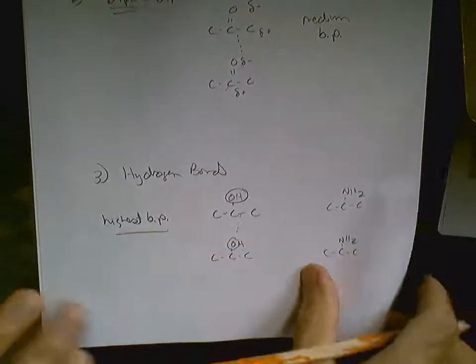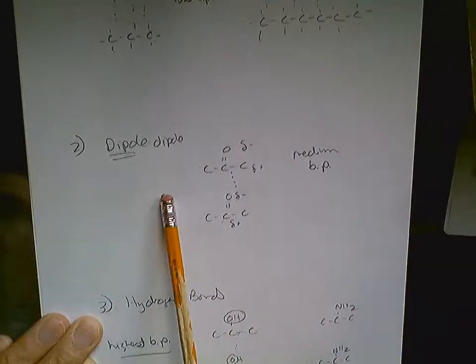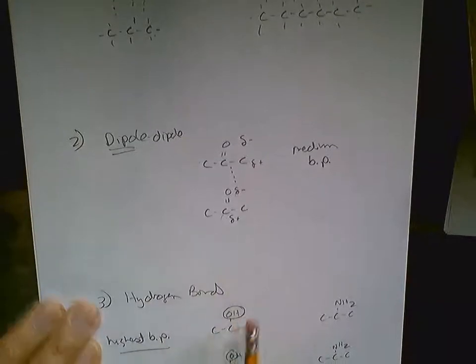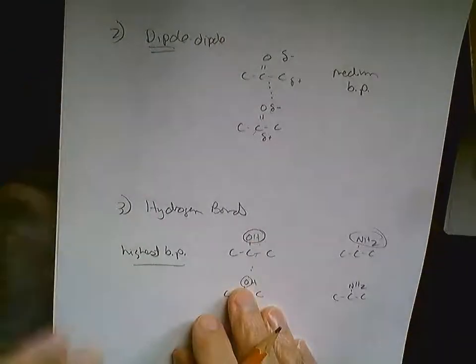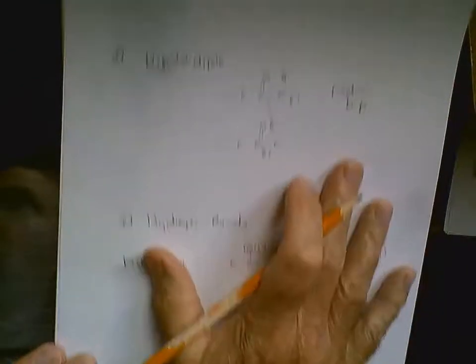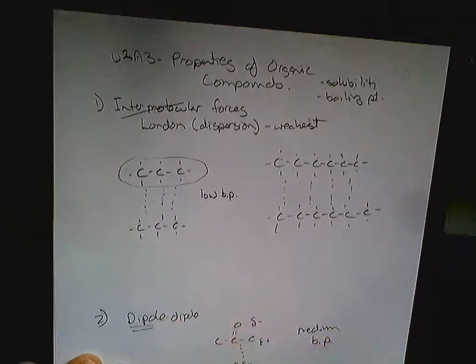So if you want to analyze boiling point, dispersions are low, carbon and hydrogen. Put something else on the carbon chain and it's medium. Put an OH or an NH on, and it's even higher in boiling point. The other thing you have to look at is how long the carbon chain is. The longer the carbon chain, the higher the boiling point.